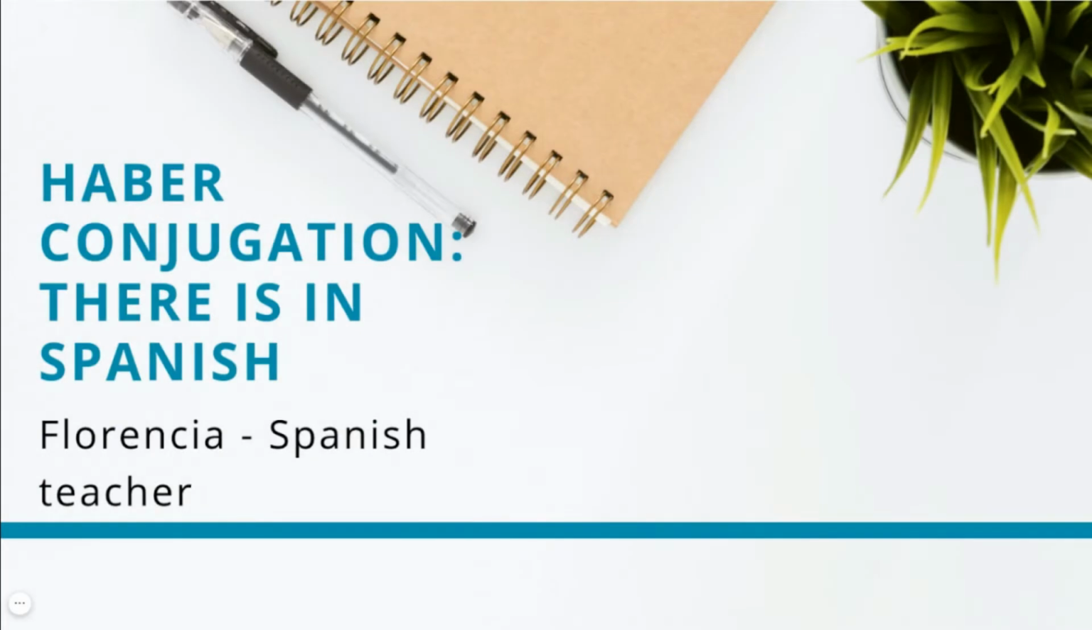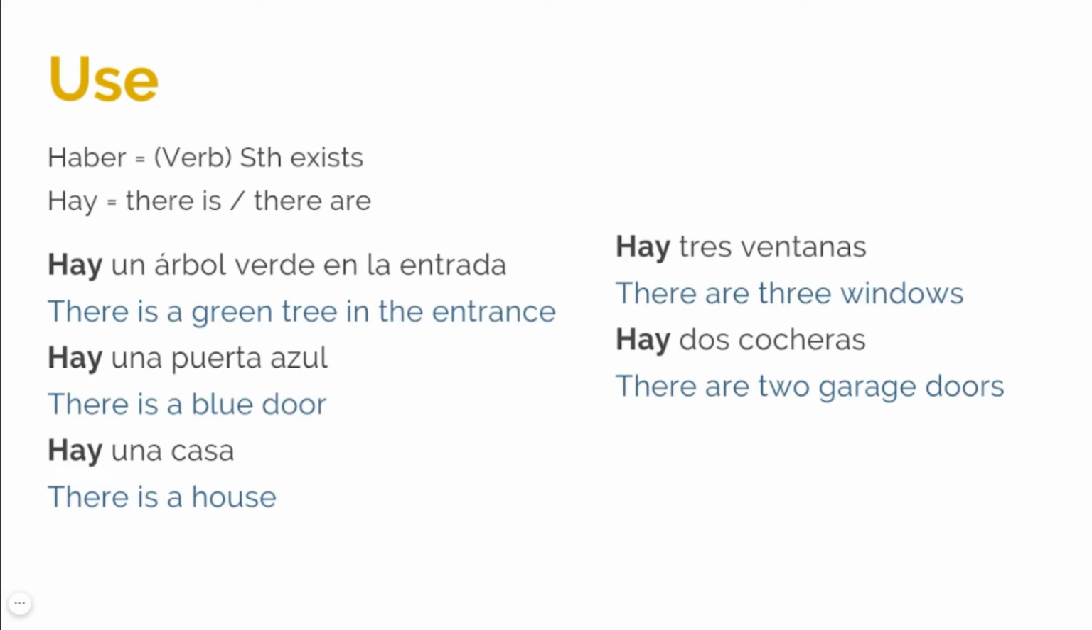Okay, so let's get started with the verb haber, the "there is" in Spanish. The use. So when we use the verb haber, it means that something exists. So in Spanish we say hay for the present moment, and it means there is, there are. Yes, so we can say hay un árbol verde en la entrada. Hay una puerta azul. Hay una casa.